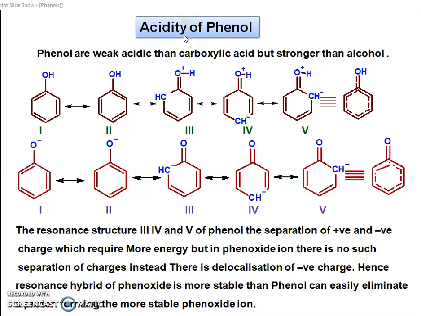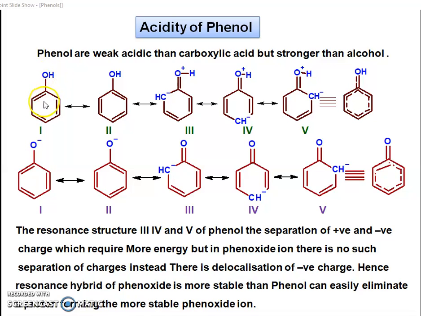Next property, acidity of phenols. Phenols are weaker acids than carboxylic acids but stronger than alcohols. This part is very important. Now we will see the resonating structures of phenols. The lone pair of the oxygen acts through an electron donating resonance effect. So these are the resonating structures of the phenol, and this is the phenoxide ion. This is a phenol and this is a phenoxide ion.